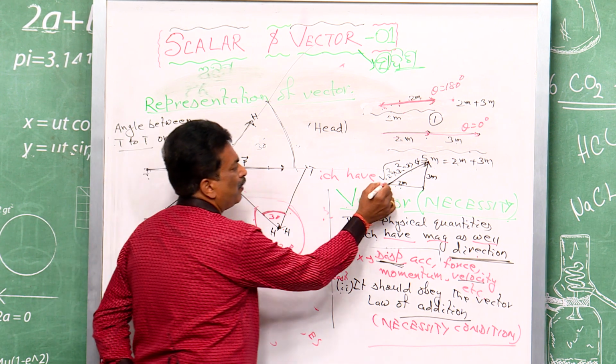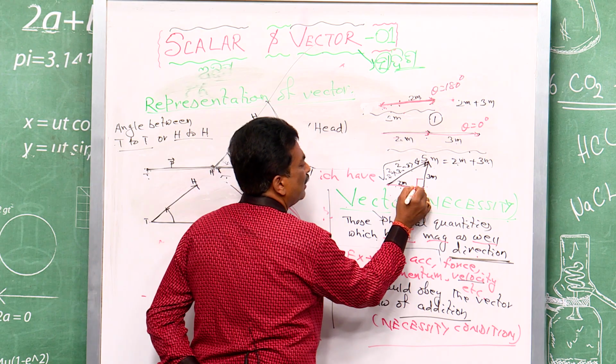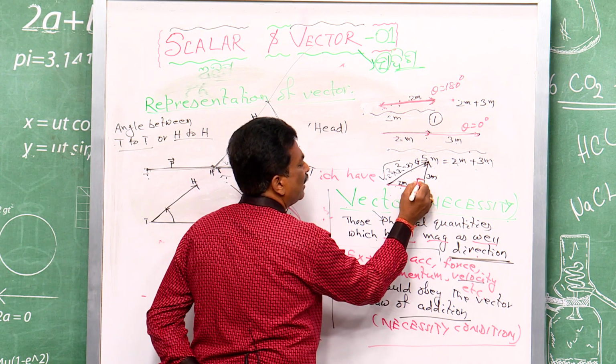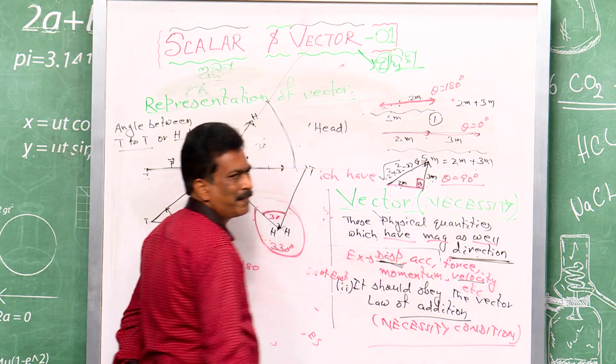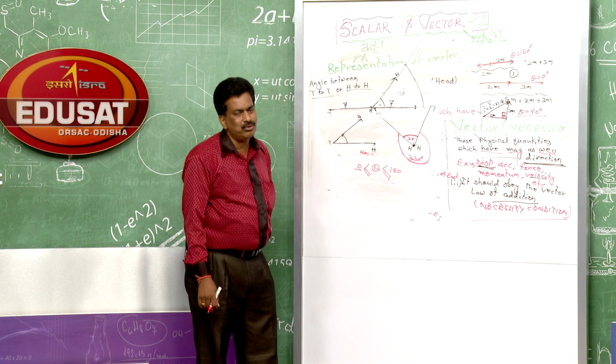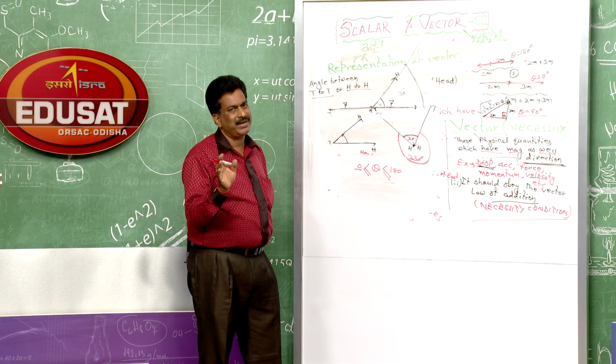And what happened for this one? This is 2 meters, this is 3 meters, this angle is 90 degrees. So, here theta is 90 degrees. So, the angle between two vectors will never be more than 180 degrees.